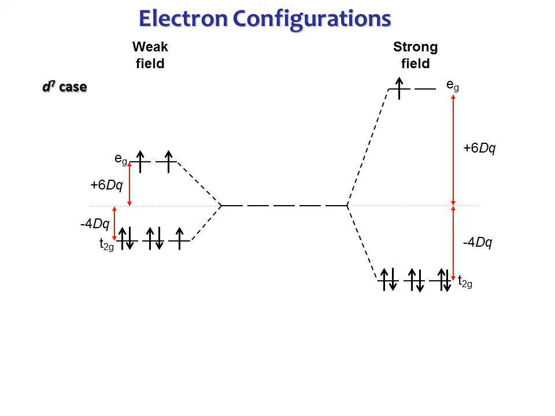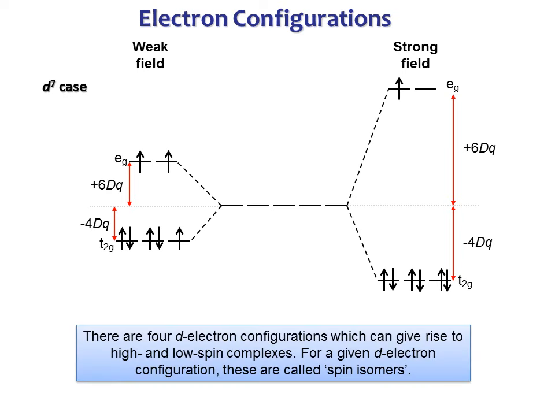In the case of d7, the seventh electron pairs into the t2g orbital for the weak field case and enters an eg orbital for the strong field case. Now, if we consider a d8 system, we can see that the electron configurations would be exactly the same for both the weak field and strong field cases, and this is also the case for the d9 and d10 configurations. Therefore, there are only 4 d configurations, d4, d5, d6 and d7, which can give rise to both high and low spin complexes. For any d configuration, these are called spin isomers.